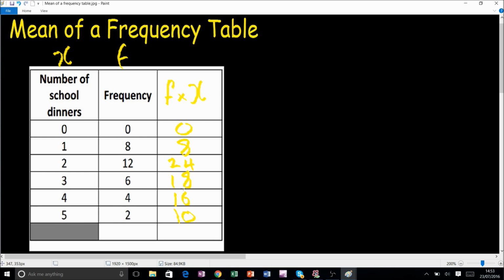Now, after we do this, we need to add up all our frequencies and put it below. And we need to add up our f of x column and put it below. Okay? So let's do that now. Let's add them together. So we're going to add up the frequency. So we have 0 plus 8 plus 12 plus 6 plus 4 plus 2. And that's going to give us 32.